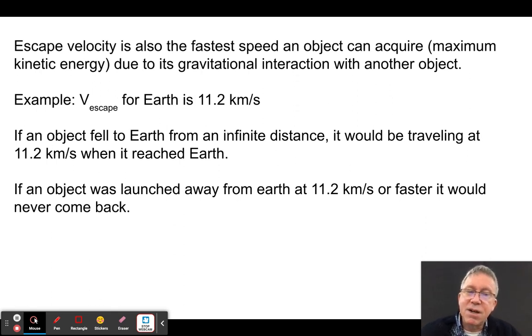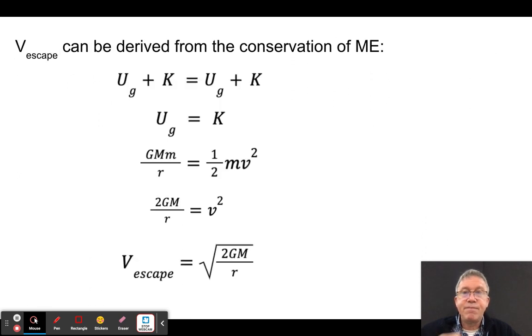That doesn't mean gravity's not interacting with it anymore. It does, but it doesn't interact with it enough to slow it down, stop it, make it come back. So that's why we call it escape velocity. You basically escaped the clutches of gravity. It's not that gravity's not pulling on you. It's just that it's not pulling on you hard enough to make you turn around and come back.